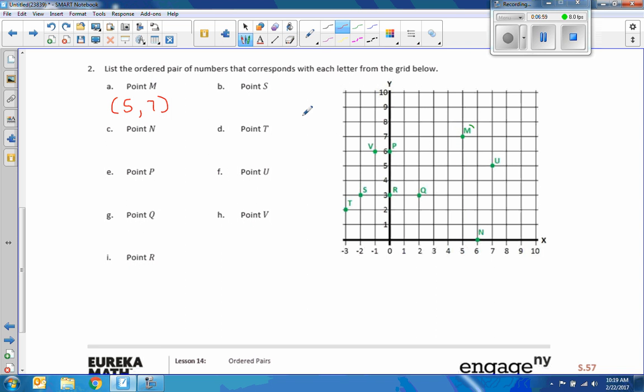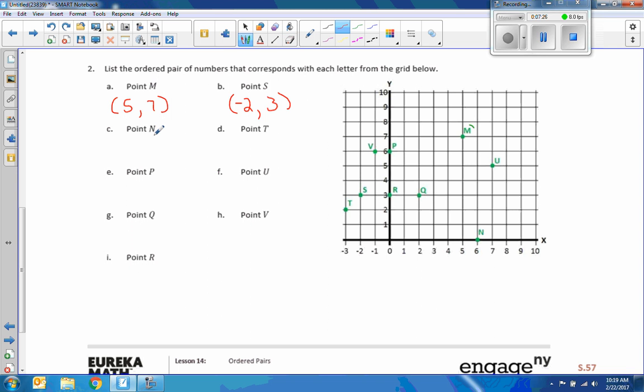Okay. B is point S. So if I find S here, let's go to the x-axis first to avoid confusion. And we got -2. So always do parentheses, okay, and write -2 for my x. And then where am I on the horizon? 3. -2 comma 3. Okay.